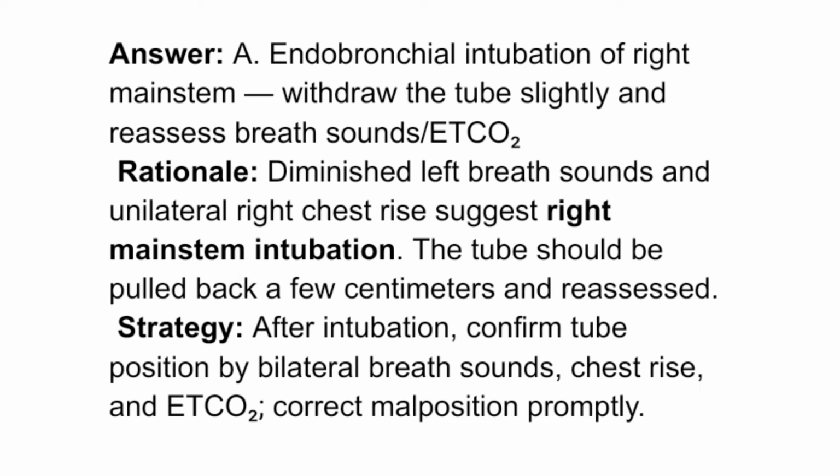Answer: A. Endobronchial intubation of right mainstem, withdraw the tube slightly and reassess breath sounds/ETCO2. Rationale: diminished left breath sounds and unilateral right chest rise suggest right mainstem intubation. The tube should be pulled back a few centimeters and reassessed. Strategy: after intubation, confirm tube position by bilateral breath sounds, chest rise, and EtCO2, correct malposition promptly.